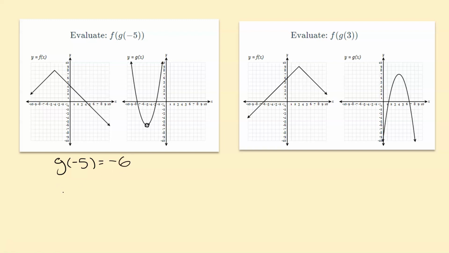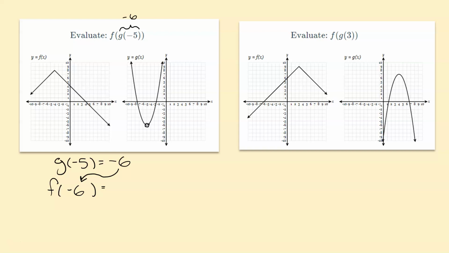So what that means is our new function becomes f of -6, because we now know that g of -5 equals -6. So we plug that -6 into our f function. So now we have to figure out what f of -6 is. So now we look over here at f of x. Now this is where some people make mistakes, is they stay on the same graph. We have to look now at f of x, and now we're plugging in -6. So -6 is now our input.